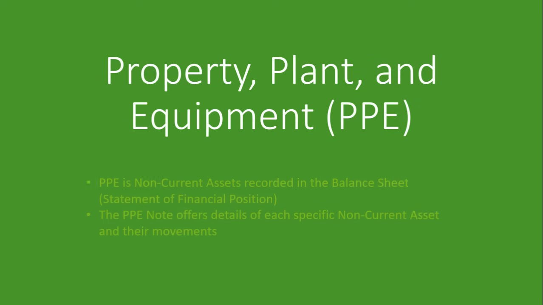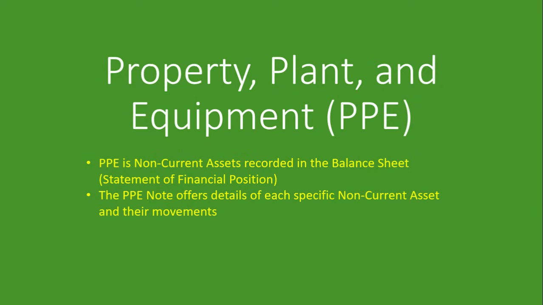What is PPE? PPE is non-current assets recorded in the balance sheet or statement of financial position. It is found in the assets section under non-current assets. So all non-current assets will fall under property, plant and equipment. The PPE note offers details of each specific non-current asset and their movements.